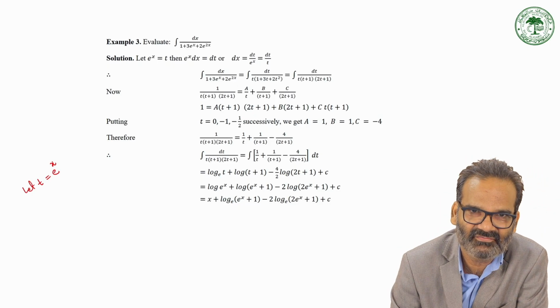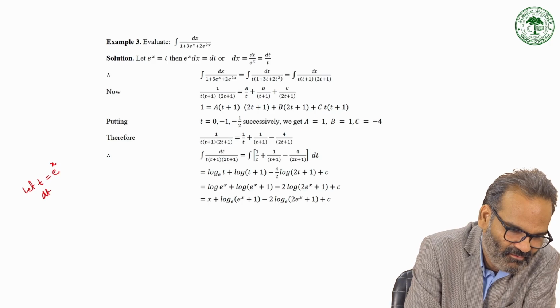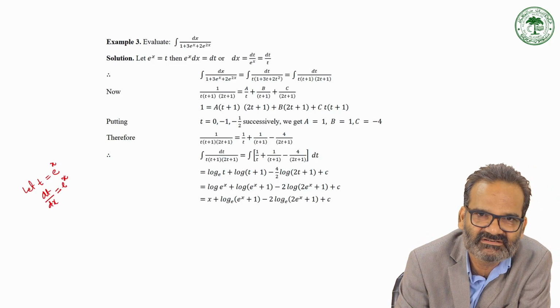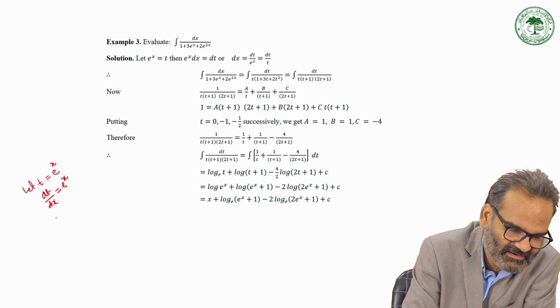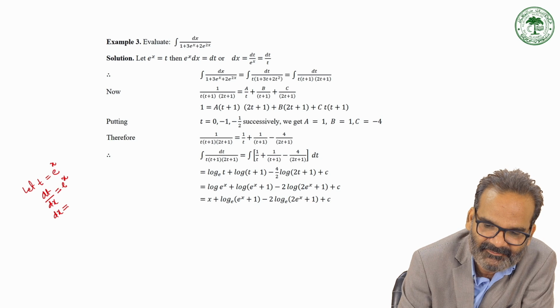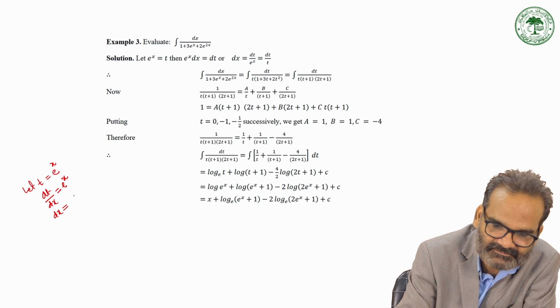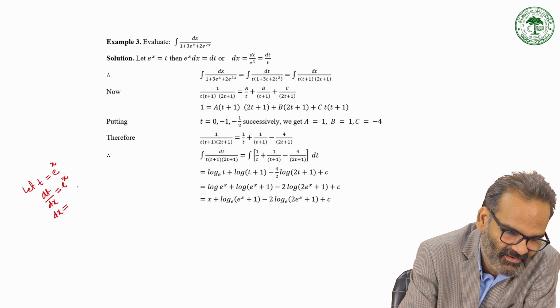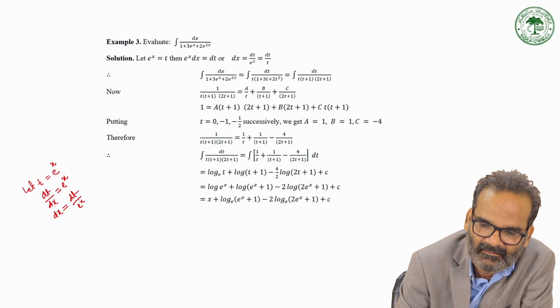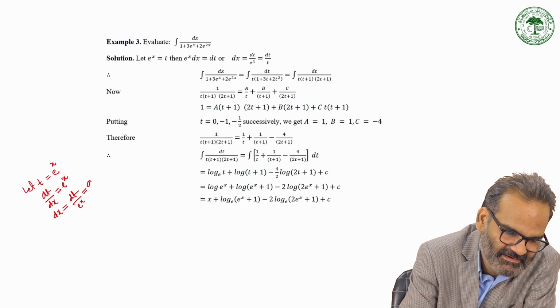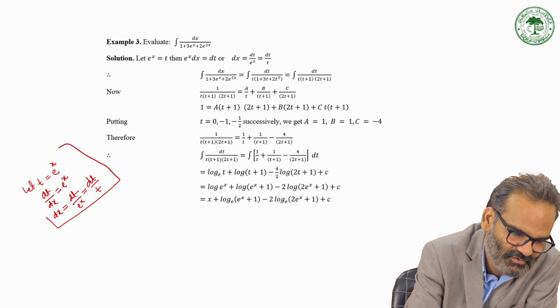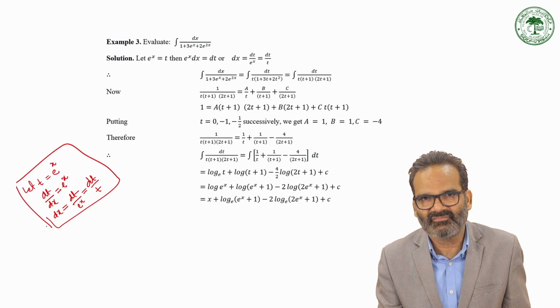Listen, see carefully. Then dt over dx is what? It will remain the same, no change. And then what is the value of dx? dx will be equal to dt upon e to the x, and we have taken e to the x as t. So see this carefully, and then you will understand the process of finding the integral.